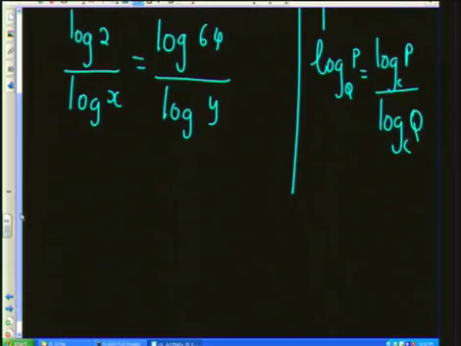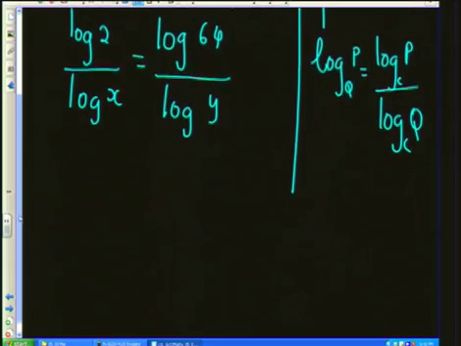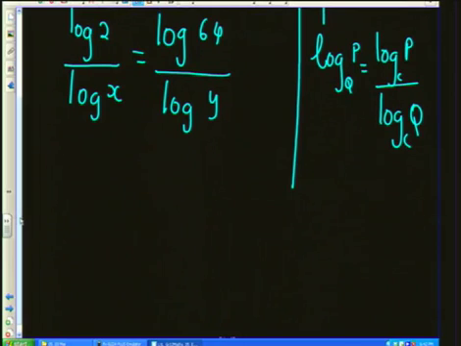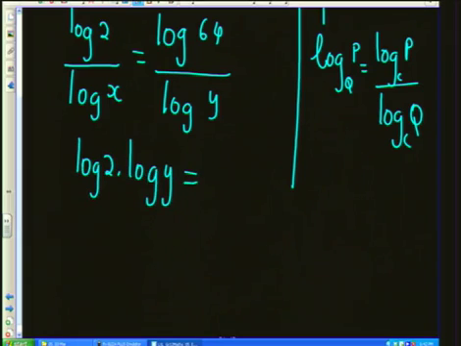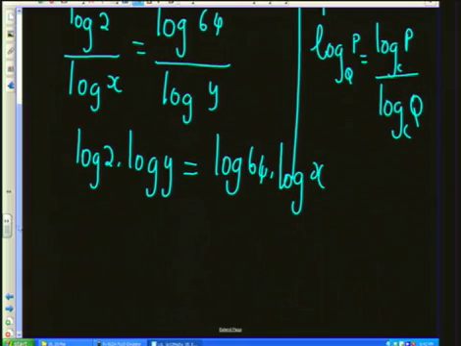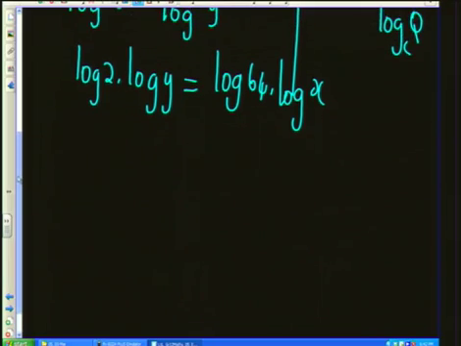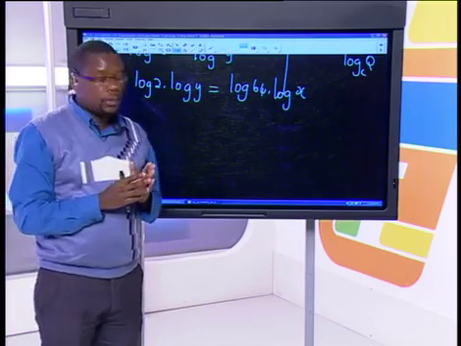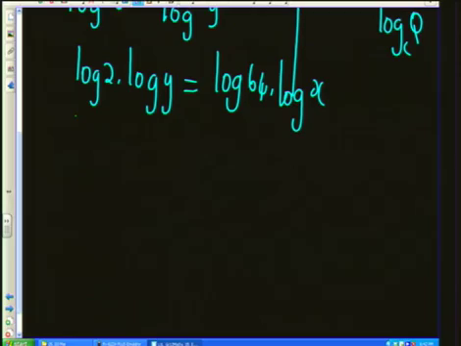Now, next, my main aim is to get y as the subject of the formula, all right? So, next, I'm going to cross multiply. So I'll have log 2 multiplied by log y is log 64 times log of x. Now, guys, remember our goal is to get y on its own. So it's multiplying by the log 2. So in this case, I can now divide by your log 2 on both sides.